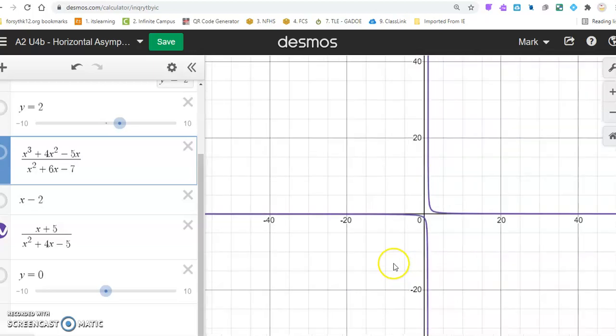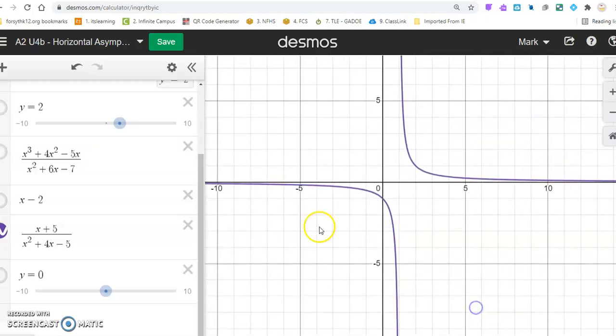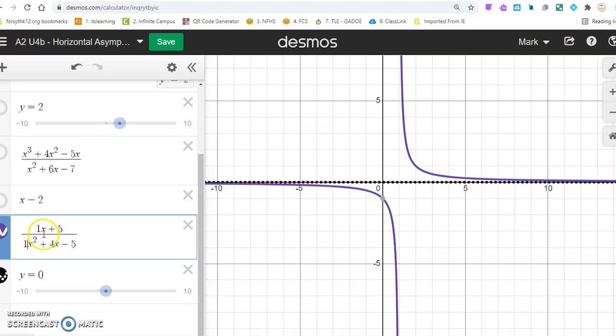Now here's one. Let me zoom in a little bit. So here's a rational function, and look at the horizontal asymptote sitting right there, y equals 0. So it's not the leading coefficients, because if it was, that would have been y equals 1 over 1, but it's not that. So this is when it's bottom heavy. Look at the degree of the top. It's to the first power, and the degree in the bottom is to the second power. So that's what we call bottom heavy.